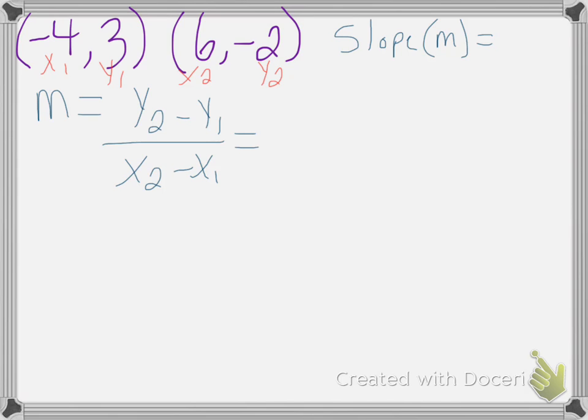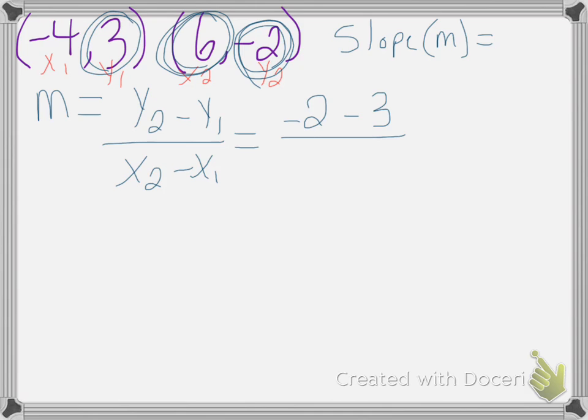Now we finish over here, we substitute. Here's y2, -2, have to put a minus sign. y1 is right here, 3, divided by x2 is right here, 6, minus x1, a -4. Remember, 2 minuses make a plus sign.